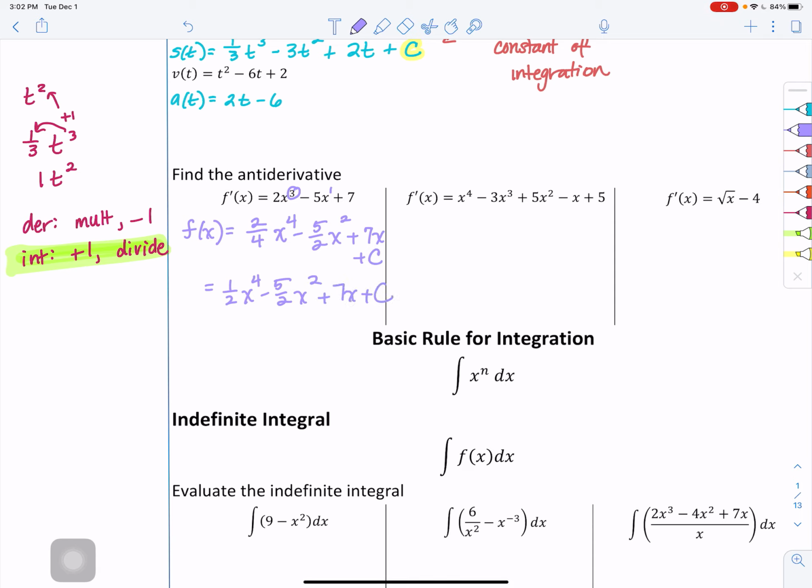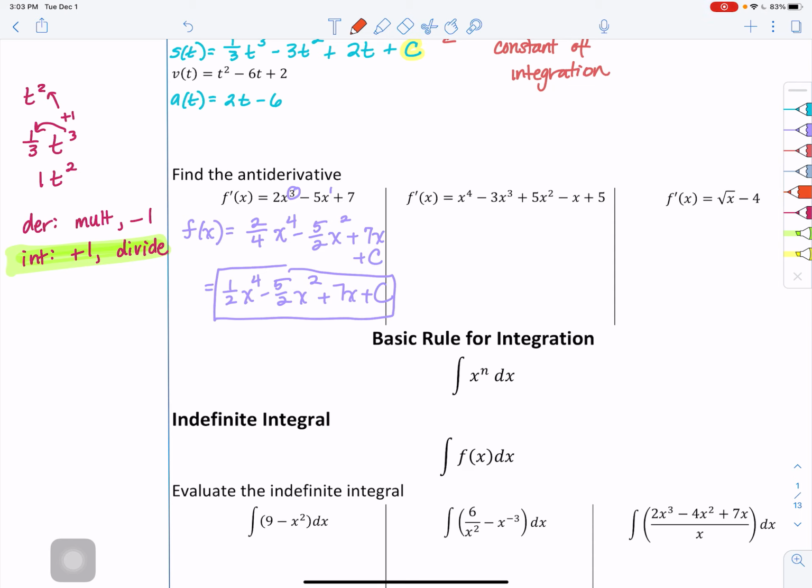Now what makes these nice? You can actually go and take the derivative of your antiderivative and see if you got it correct. So the derivative here would be 4 times, multiply, 4 over 2, 2x cubed, that's what we had. Take that 2 over here, minus 5x to the first. Derivative of 7x is 7. So it should be pretty straightforward and quite fun.